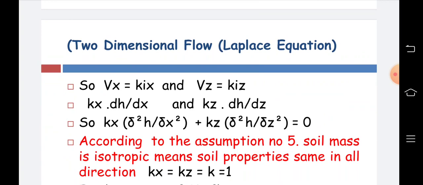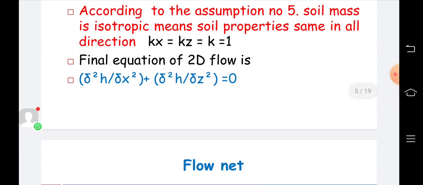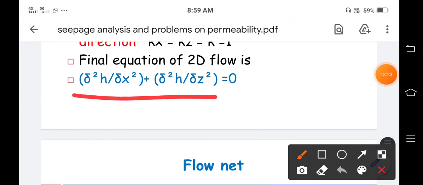But according to assumption number 5, the soil mass is isotropic in all directions, meaning soil properties are the same in all directions. So we have assumed kx equal to kz equal to k, okay. So your final solution will be delta square h upon delta x square plus delta square h upon delta z square equal to 0. Okay, this is the Laplace equation. Note that this equation is important for your online examination.